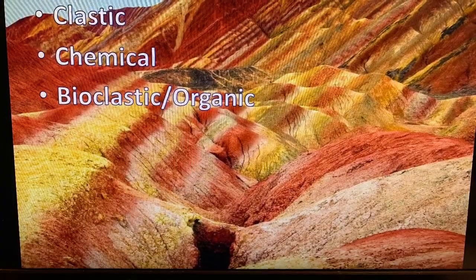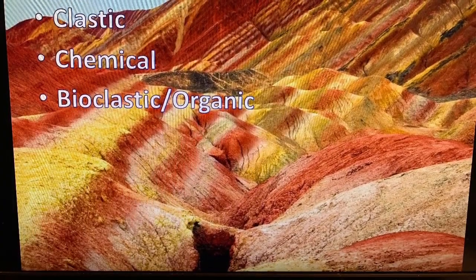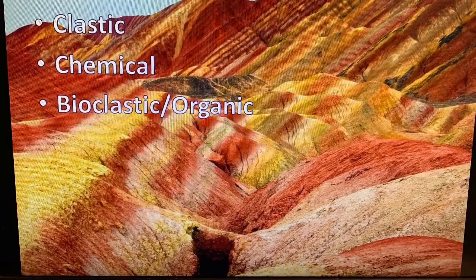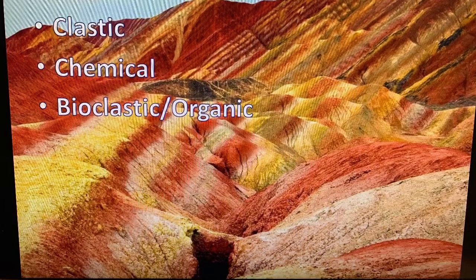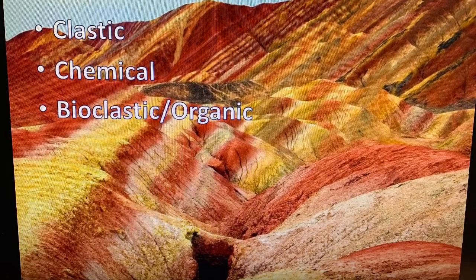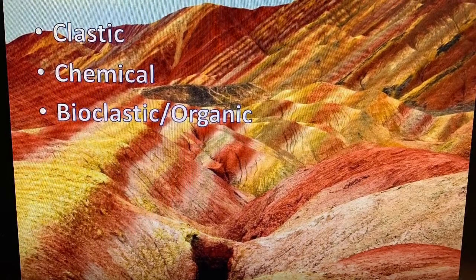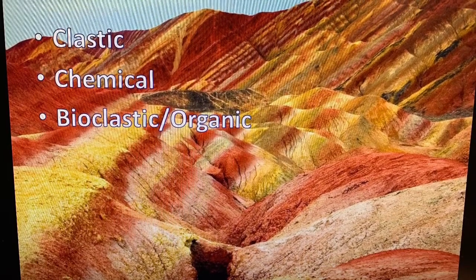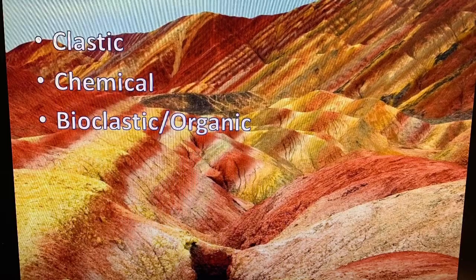All right, so when we talk about the types of sedimentary rocks, there's 3 main types, and then there's always textures like we talked about before. Your 3 main types basically have to do with how the sedimentary rock formed, where the pieces came from. So we have what we call clastic sedimentary rocks, chemical sedimentary rocks, and bioclastic sedimentary rocks.